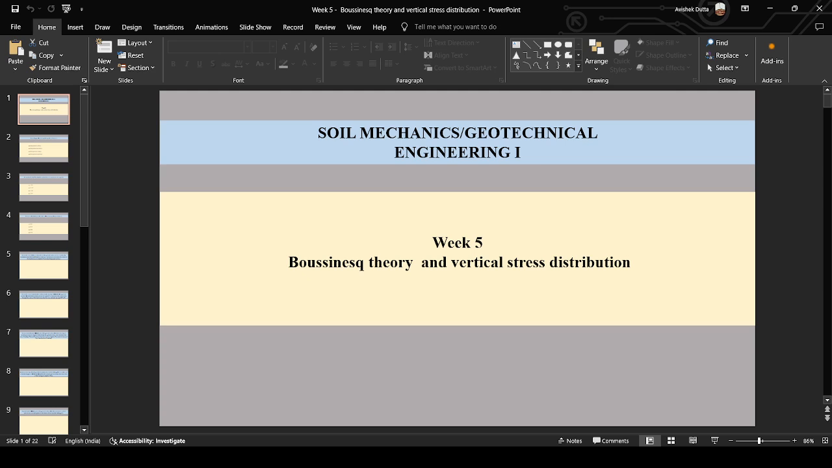Like the previous sessions, this session has a set of questions containing multiple choice questions. It might contain true or false, and along with some numericals. I'll first dictate the questions and then I'll give you some time to solve them. After that, I will start discussing the solutions with the relevant explanations behind them. Okay. So this is the fifth live discussion session. The topic is Boussinesq theory and vertical stress distribution. I'll now start with dictating the questions.